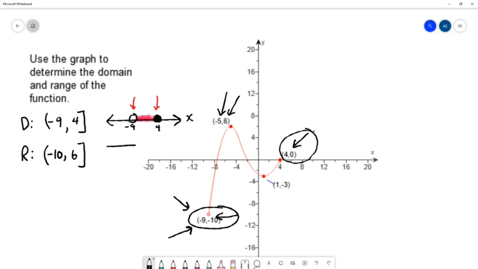For the second one, this is on our y scale, and we're going to mark -10 and 6 on our number line. -10 is not included, but 6 is, and we shade between. So this interval notation, -10 to 6, is including all of the numbers between -10 and 6, but not -10, and yes to 6 being included.